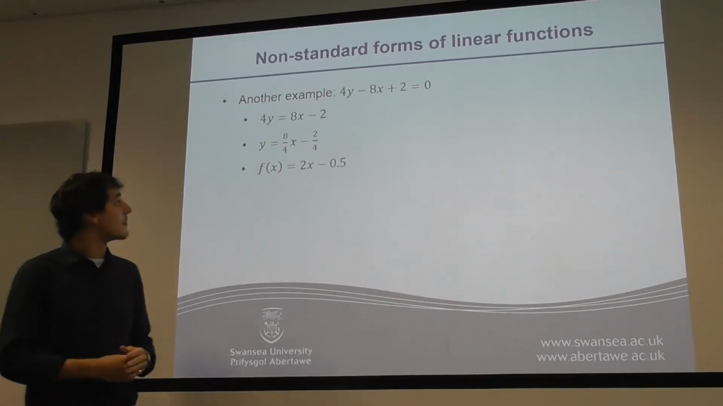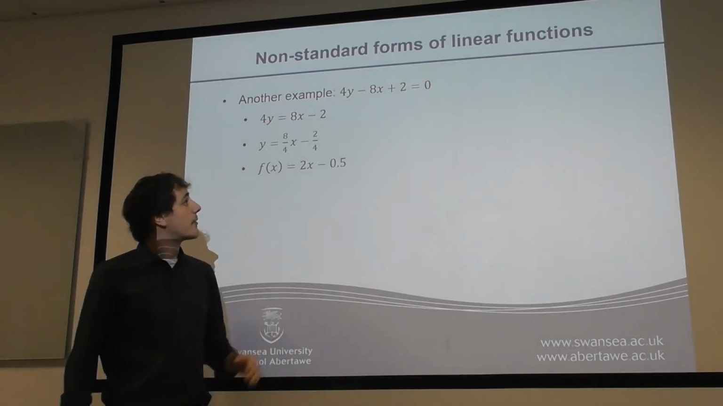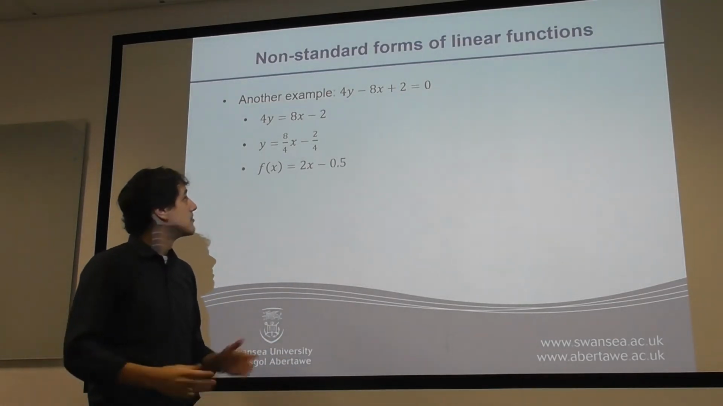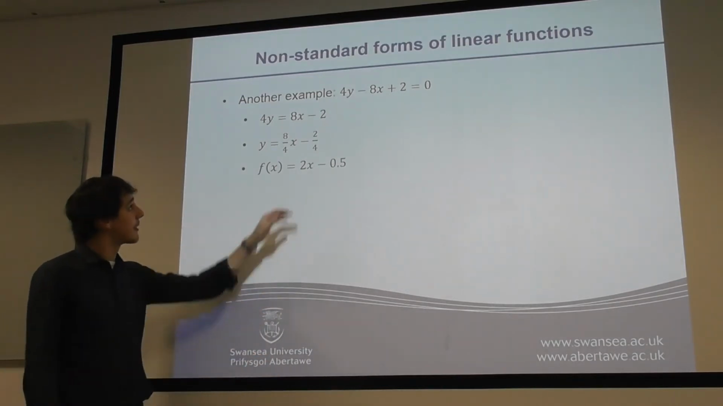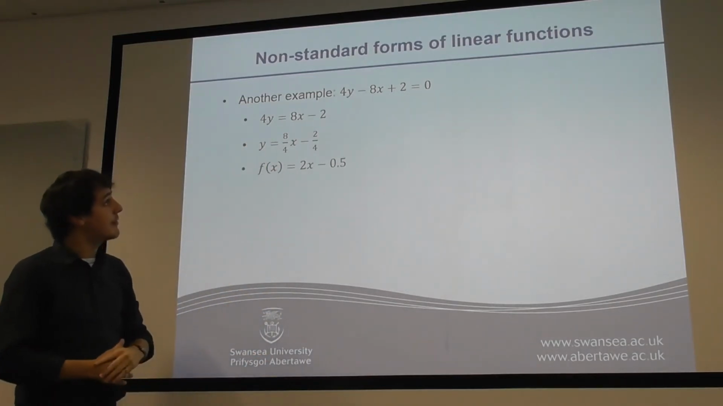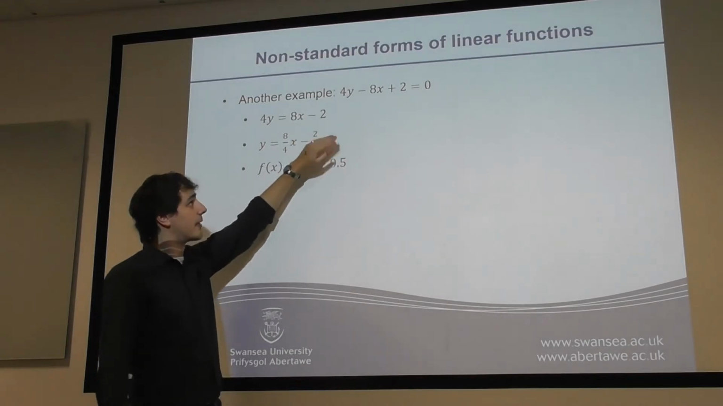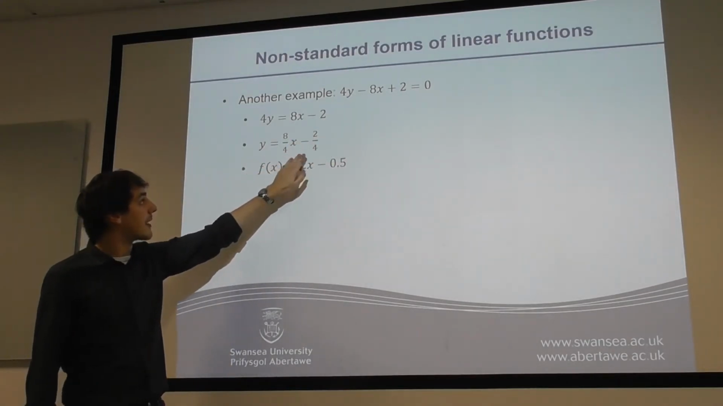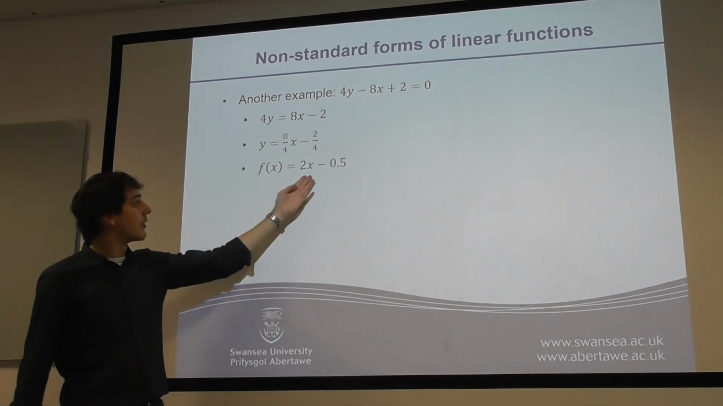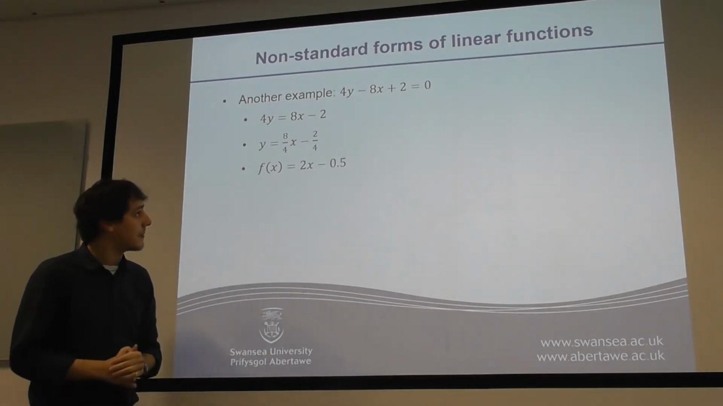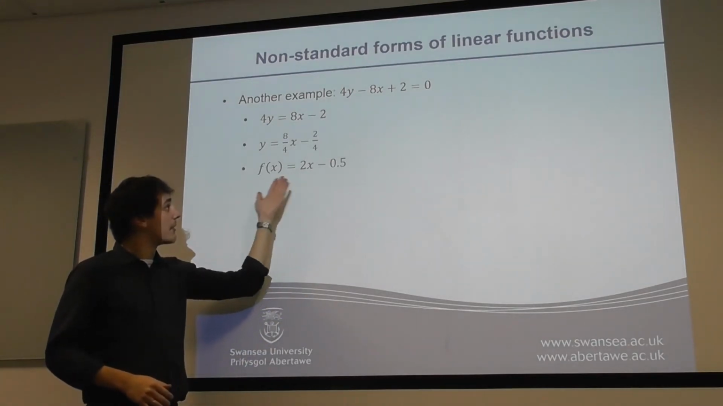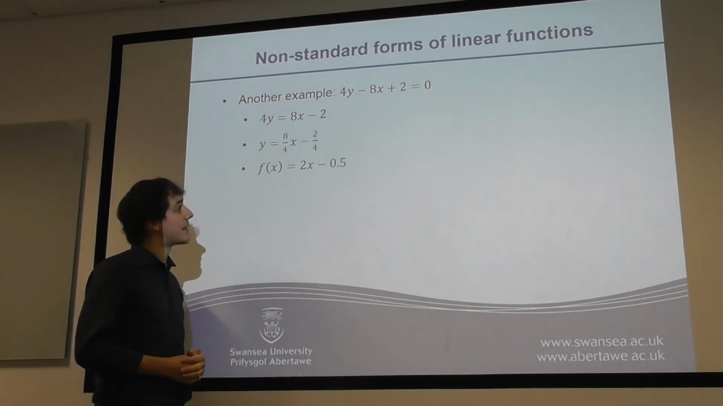Okay, another example. What if we have 4y minus 8x plus 2 equals 0? Again, we just want to get y on the left-hand side by itself. So we'll take the 8x minus 2 over to the other side. We divide by 4, and we're left with 8 over 4x minus 2 over 4, which is the same as 2x minus 0.5. So again, we've moved it into a situation that we're familiar with.